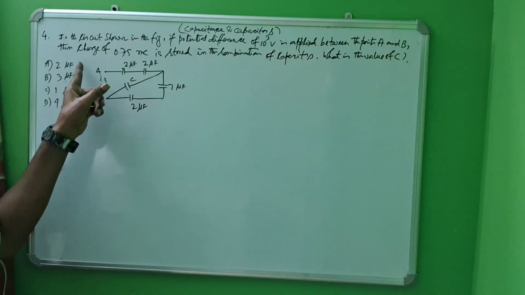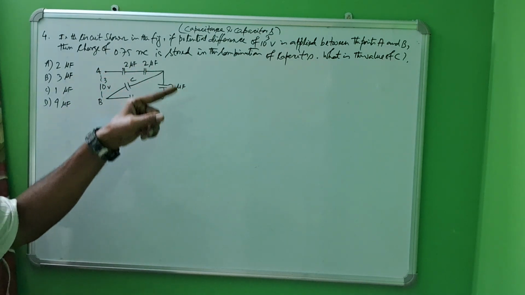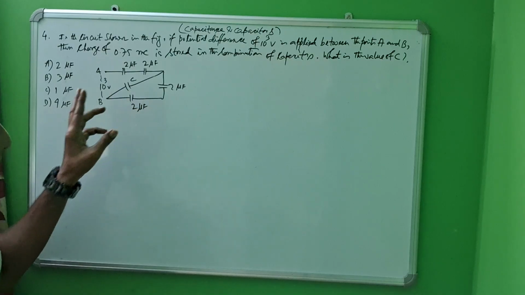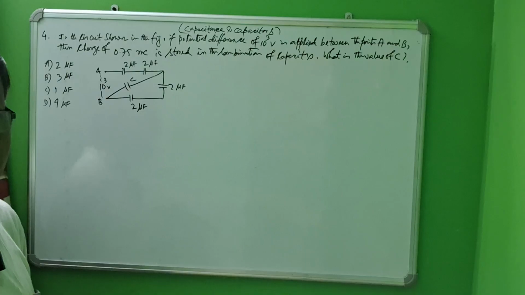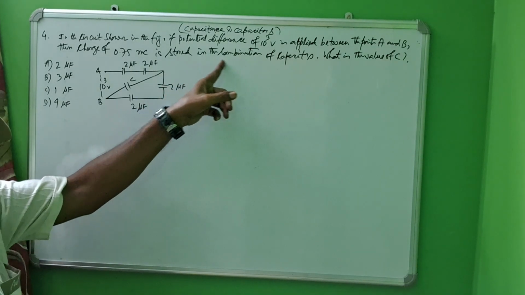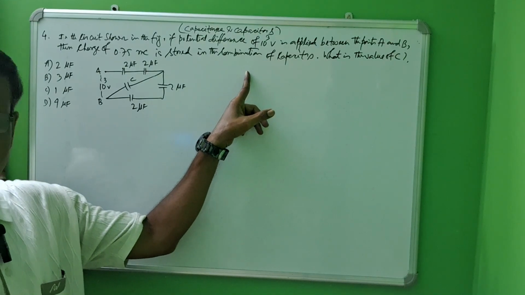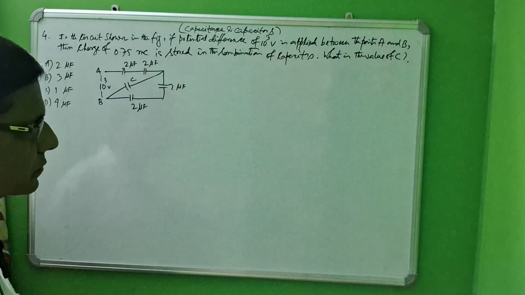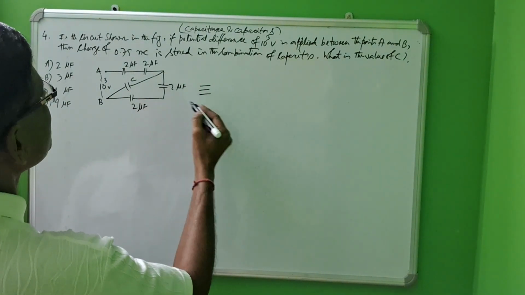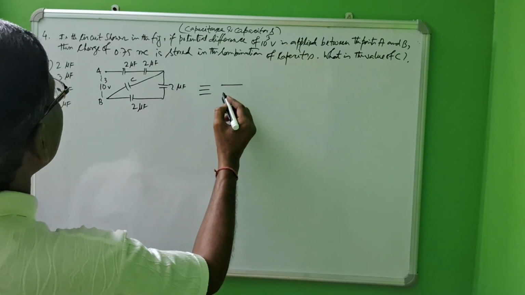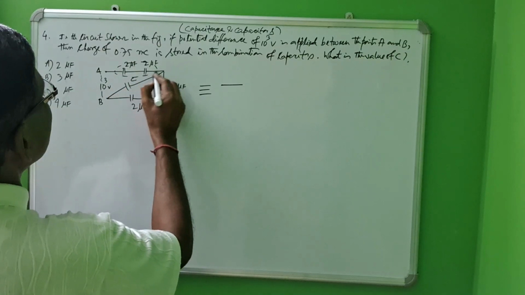The charge of 0.75 millicoulomb is stored in the combination, so the equivalent capacitance is to be found out first, because it is said that in the combination of capacitors you have to find the equivalent capacitance of this combination first. So what is the equivalent? This is in series connection, so we can write this.